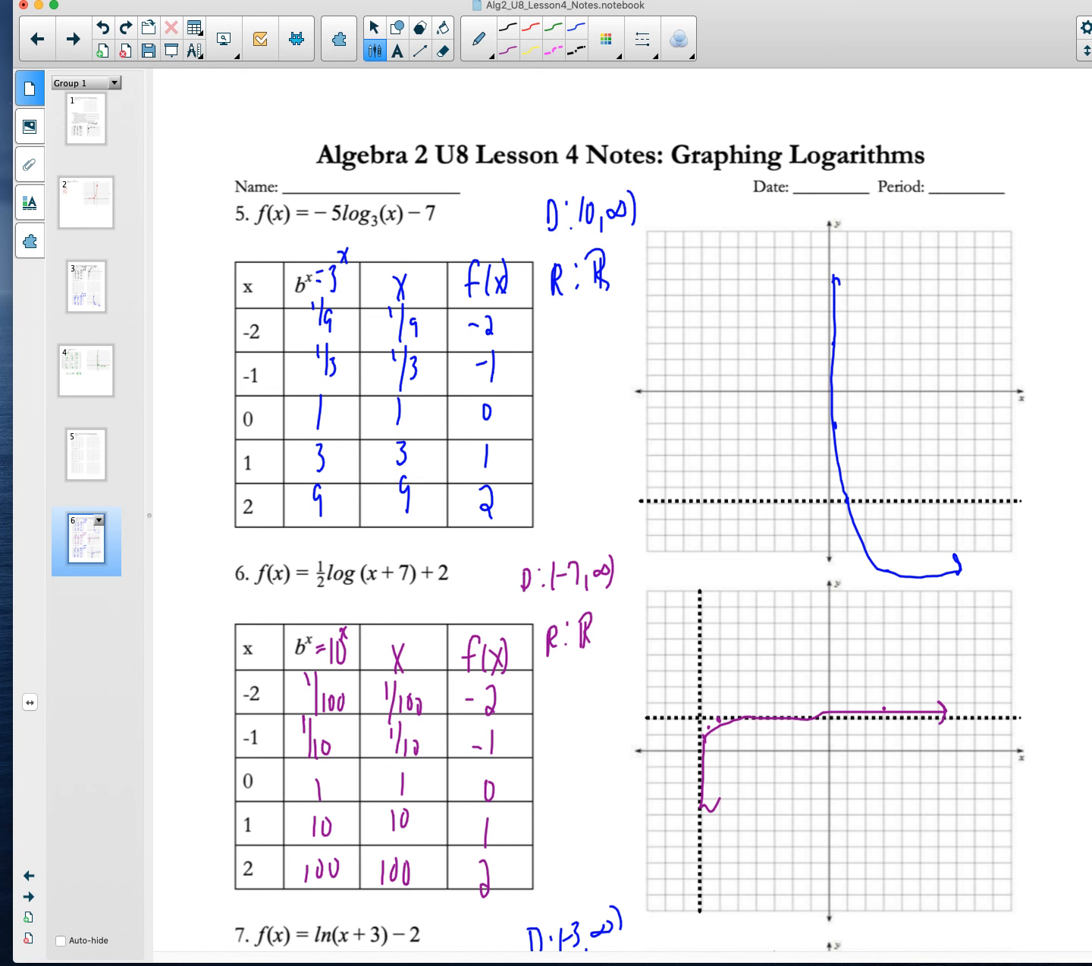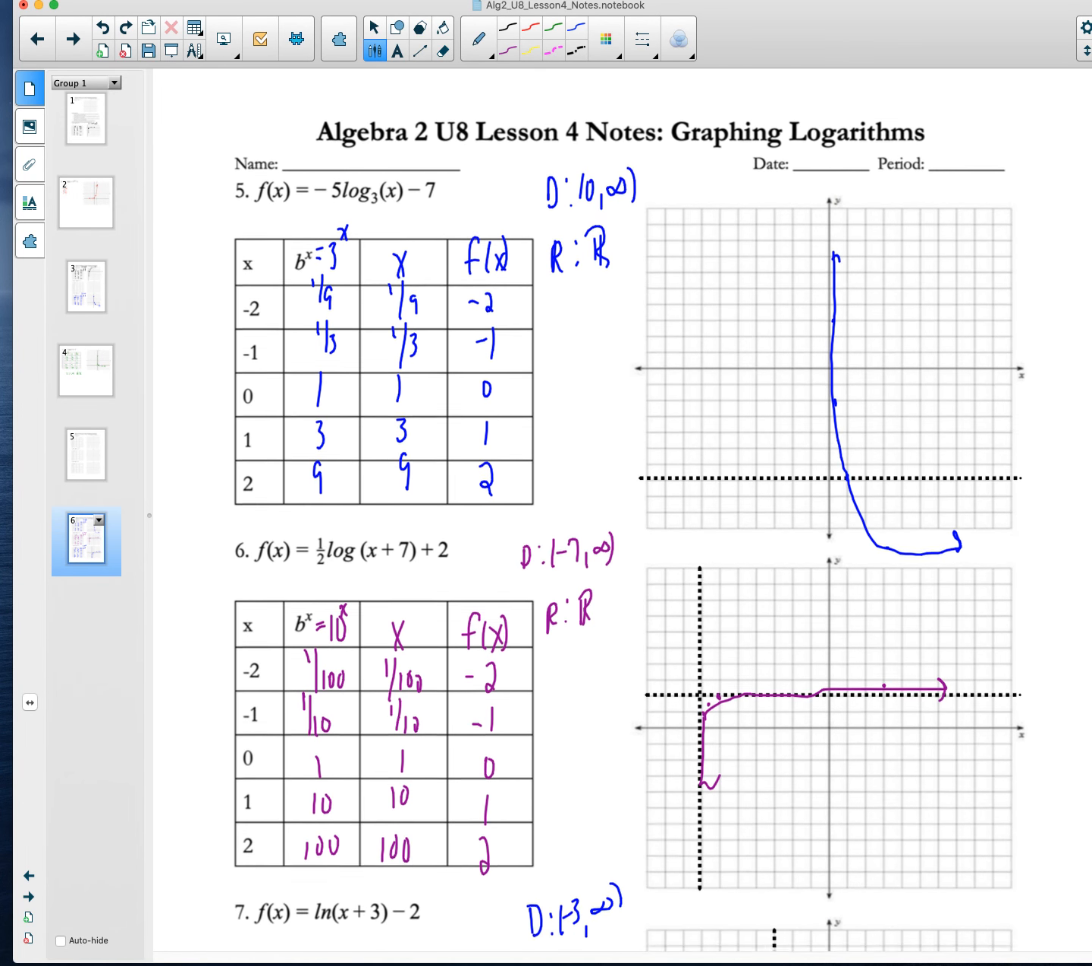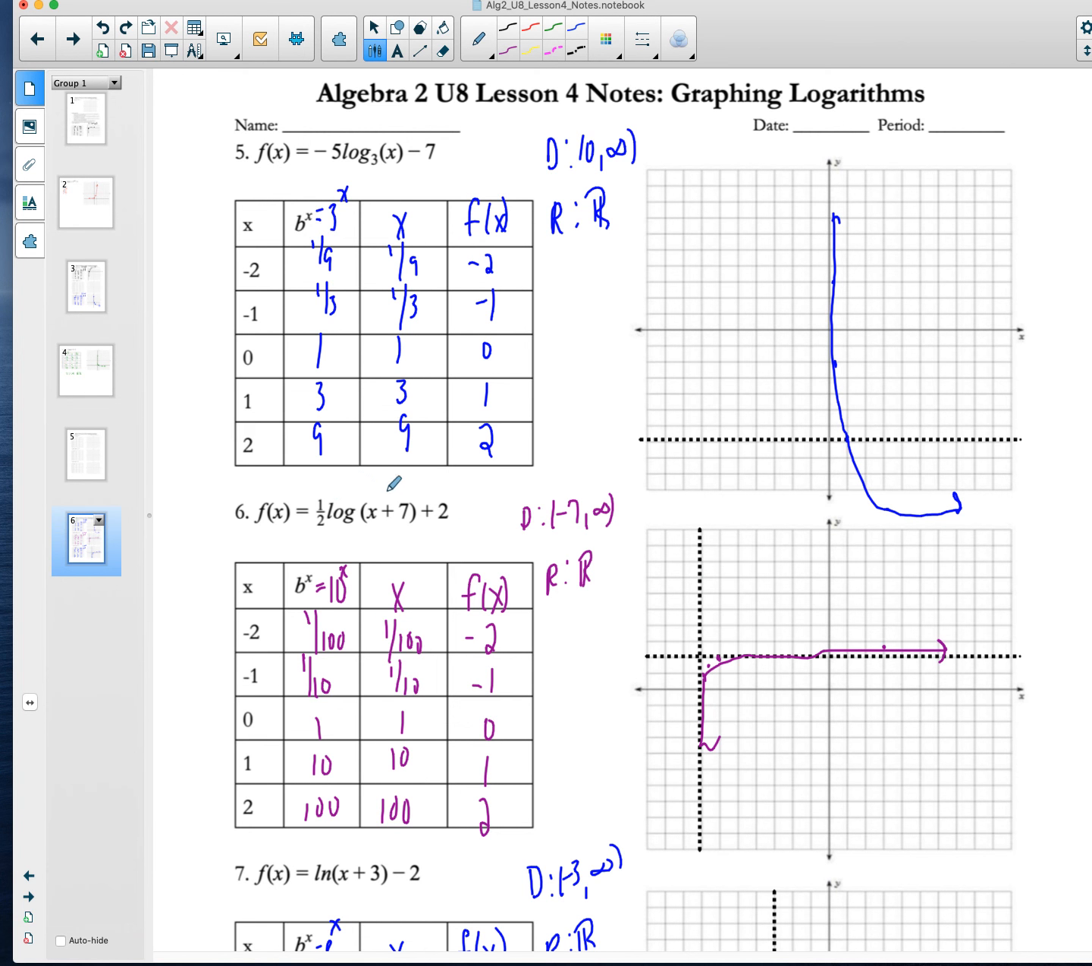All right, so scrolling down and looking at number 6 here. Once again, horizontal shift to the left 7, vertical shift of up 2. So you can see that designated here. Now notice this time our A value is 1/2. All right. Now notice this is just log. This is the common log, which means we are in base 10.